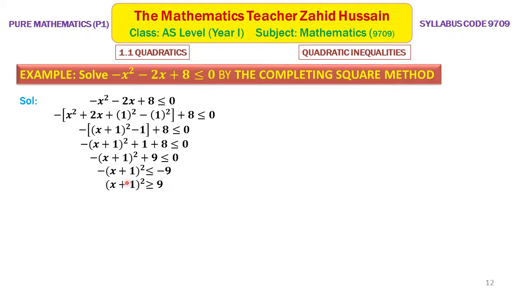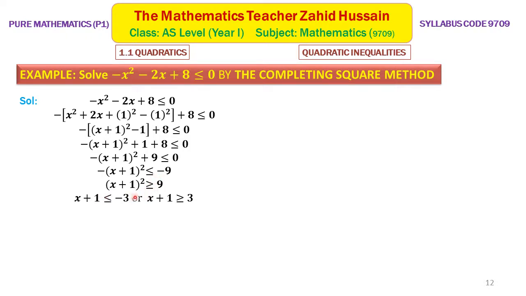Now we will take the square root, and as we have solved some questions in the previous slides, when we take the negative square root of this, we will change the inequality sign. So x plus 1 is less than or equal to minus 3, or x plus 1 is greater than or equal to plus 3. With the positive square root, we will keep the same sign which is in the question in this step before taking the square root, and we will change the sign of the inequality with the negative square root.